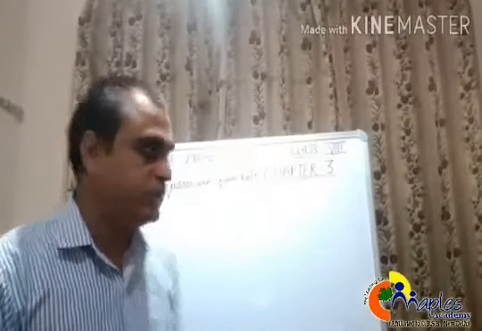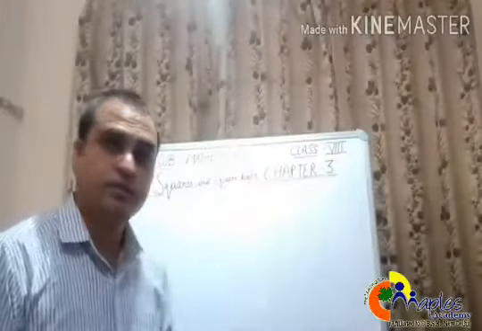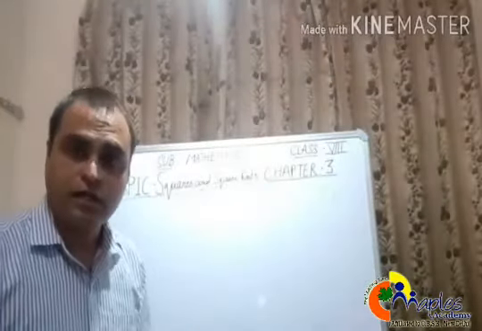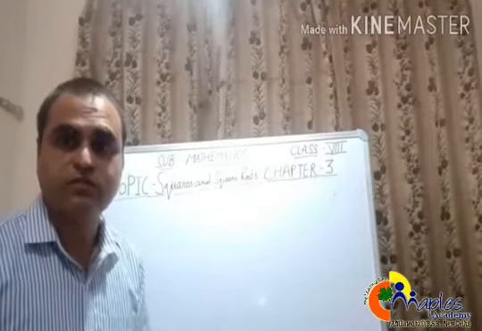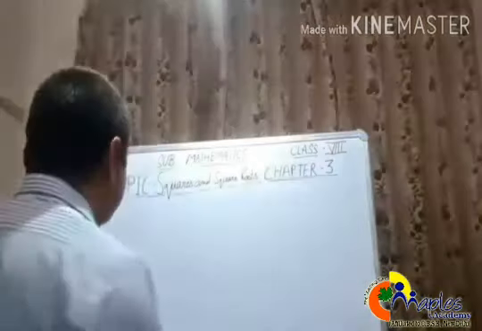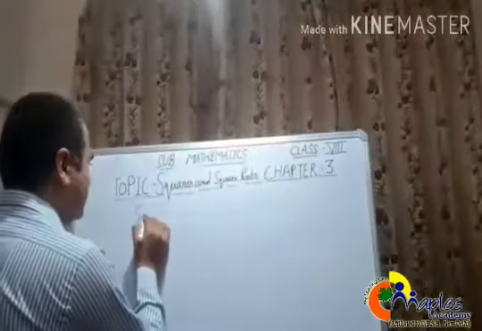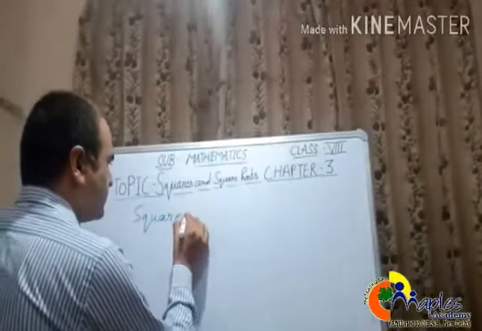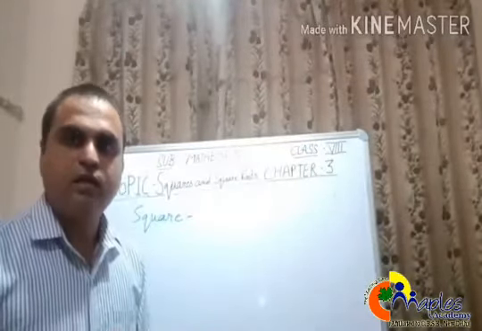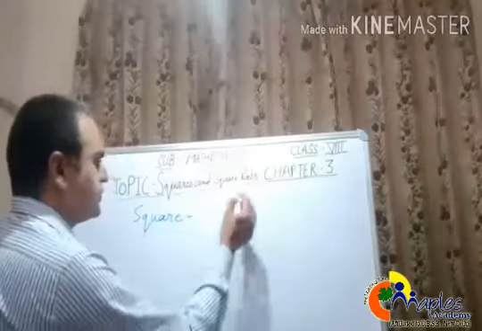Today we continue our chapter Square and Square Root, which is chapter number 3, related to our class 8th. In this session we discuss some identities and techniques by which we can simplify the squares of a particular number. First, the question that arises in our mind is, what is a square? A square means when we multiply a number by itself, we get the square of that particular number.